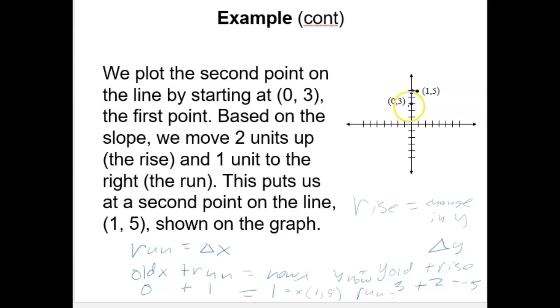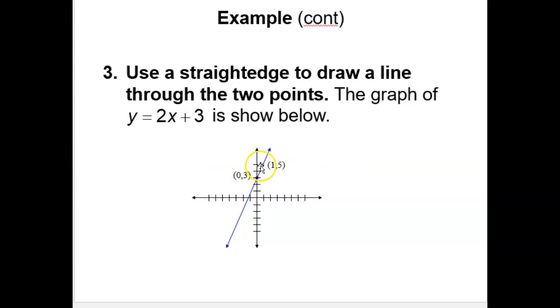You could do that visually by going up 2 and then to the right 1. Or you could just put x equals 1 into the equation y equals 2x plus 3. But once you have 2 points, you have the graph of the entire line. The pattern holds true for every value of x, so you connect the points and then you draw arrows at the end.